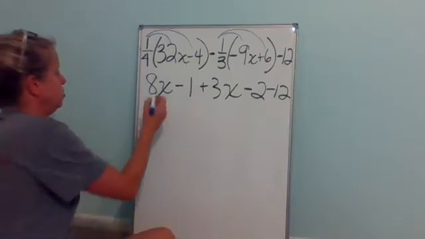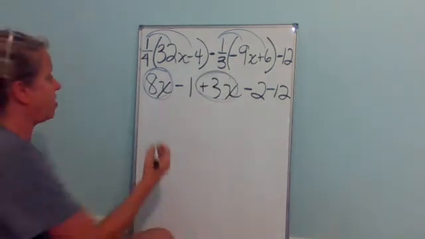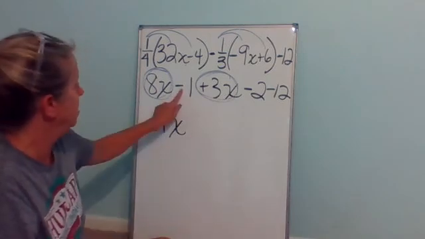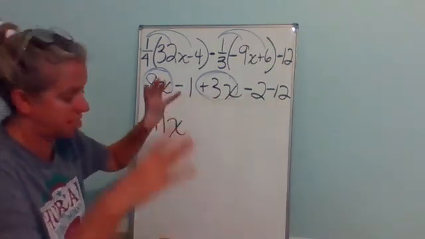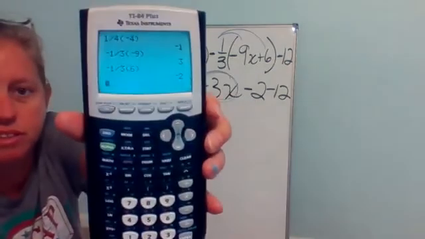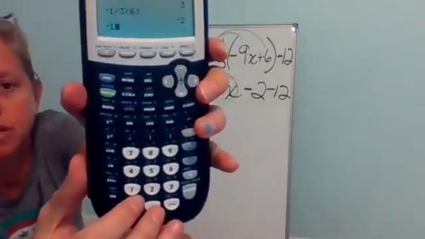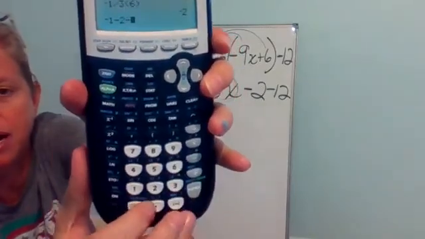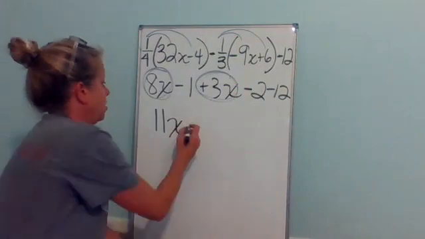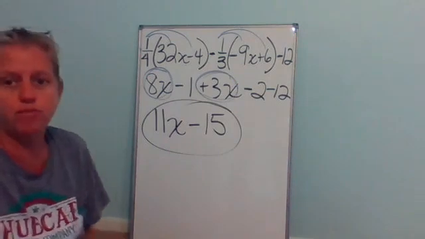Let's see, x's. Who are my x's? I've got 8 here and 3 here. So actually, altogether, I've got 11x. Then I have all of these constants that I can put together. If you're not comfortable, just type it in. So I've got -1. Then let's see, what do I have? -2 minus 12. So all together, if I put those all together, I have -15. Okay, so that is the support for 2.2.